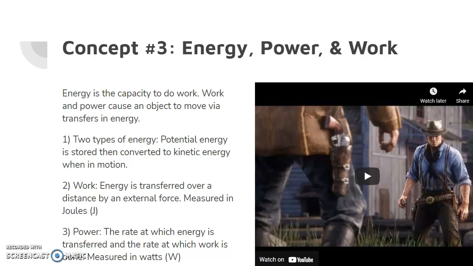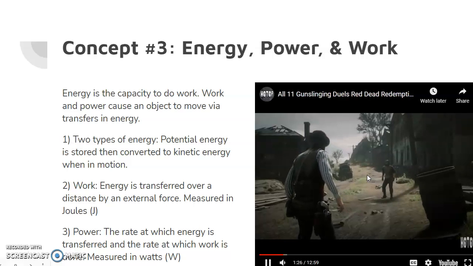Lastly is power, which is the rate at which energy is transferred, and is also the rate at which work is done. It is measured in watts, which is seen by the variable W. We will be analyzing a duel now to check the power of the bullet.